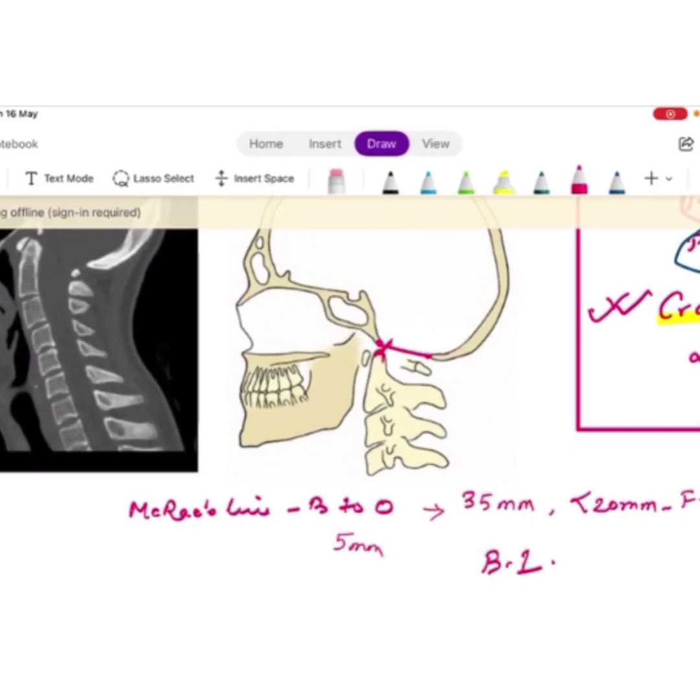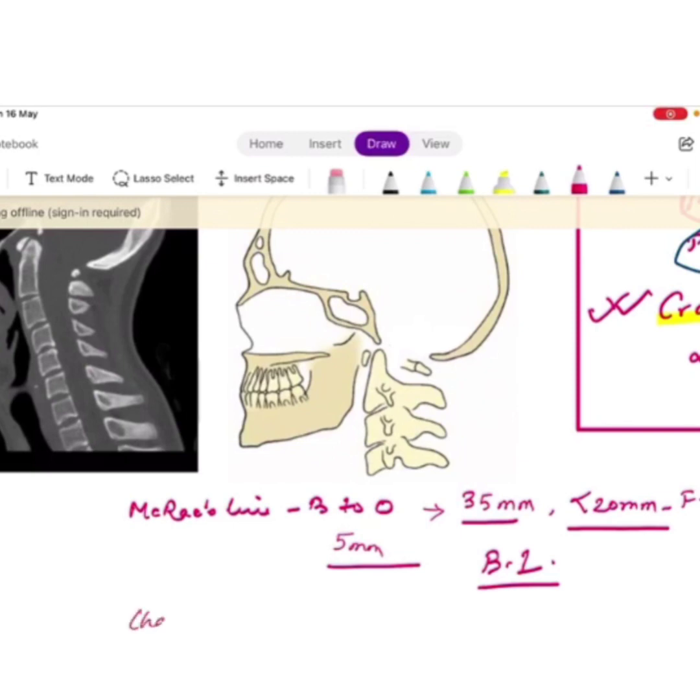So Macrae's line is between the basion and opisthion. The normal value is 35 mm. If this is less than 20, that points towards foramen magnum stenosis. Normally the tip of the dens is 5 mm below this line. If the tip is above this line, this constitutes basilar invagination or impression. This is Macrae's line. Next is the Chamberlain line.